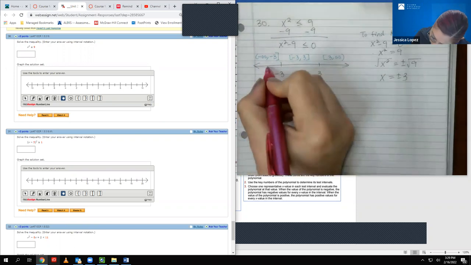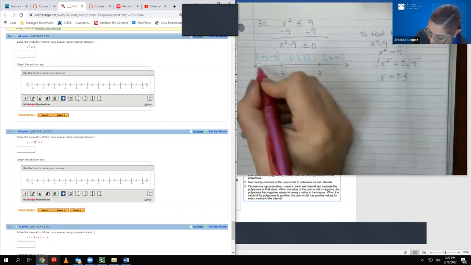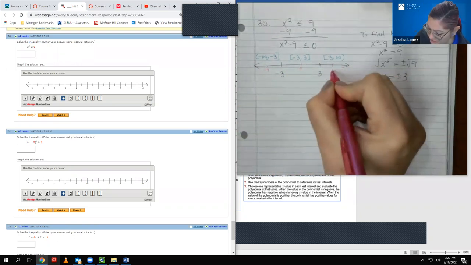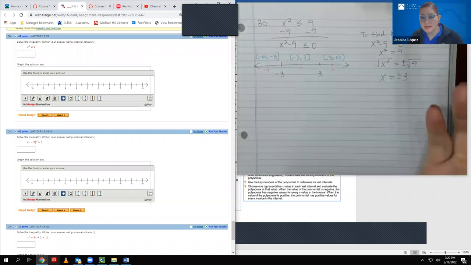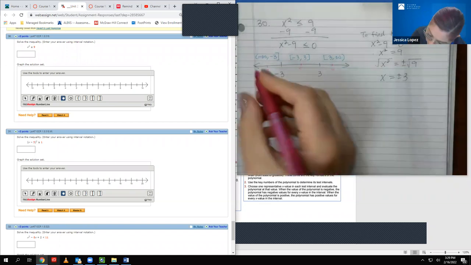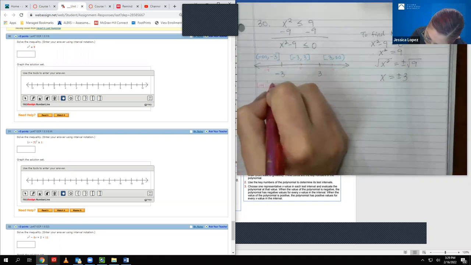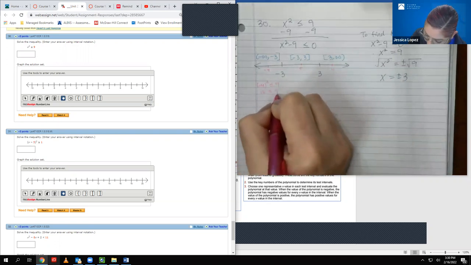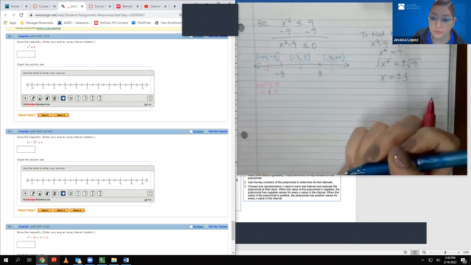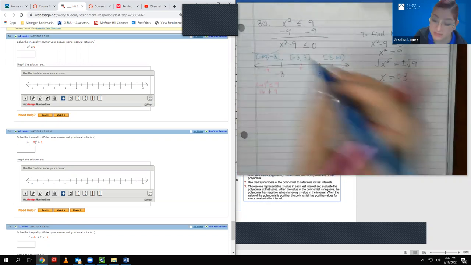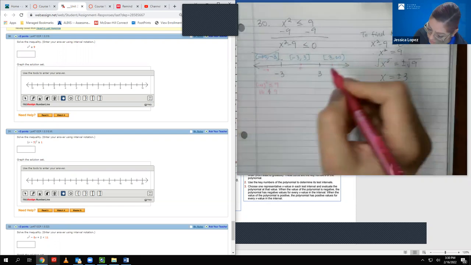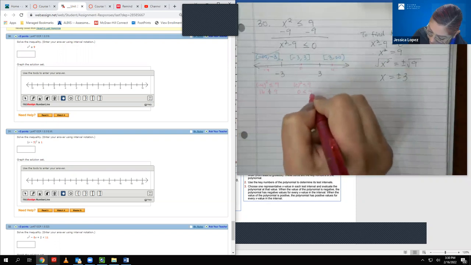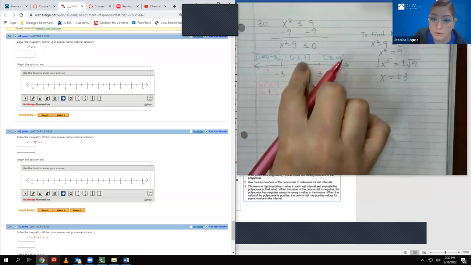So in this section, I'm actually going to test the number negative 4 because that exists over here. In between, I can test the number 0. And over here, I can test the number positive 4. What do I test it in? I have to test it into the original, okay? So I'm going to take negative 4 squared and see if that is, in fact, less than or equal to 9. Well, that's 16. And 16 is not less than or equal to 9, which means this interval is not part of my solution. Now I'm going to test 0. I get 0 is less than or equal to 9. That's true, which means that will be part of my solution.